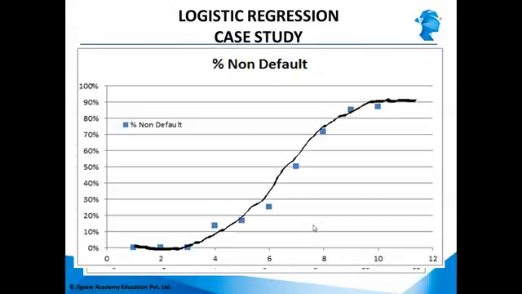I'm going to end up with a chart that looks like this. If I join the points together, I'm going to end up with something like this. This is not a linear relationship. In fact, this is called an S curve. It is called an S curve because of the shape of the curve on the chart. So what is an S curve?